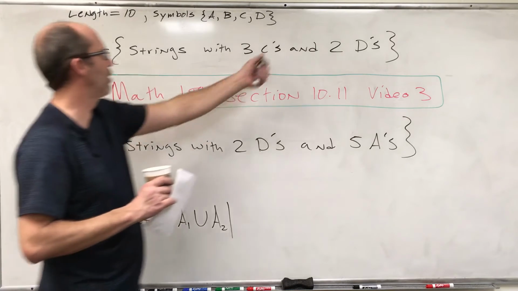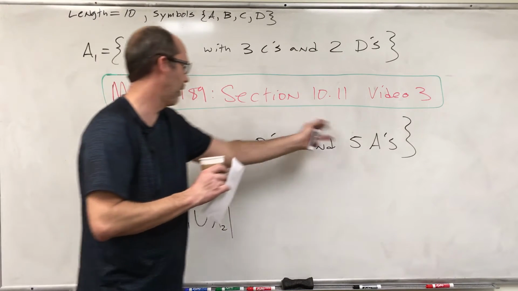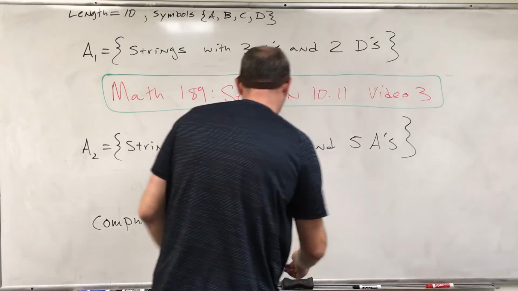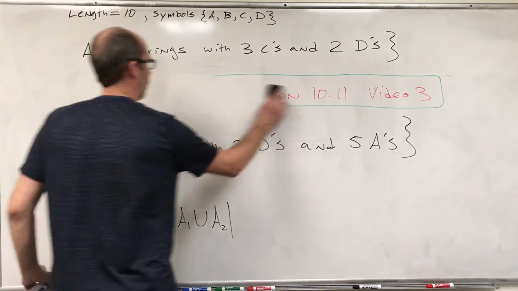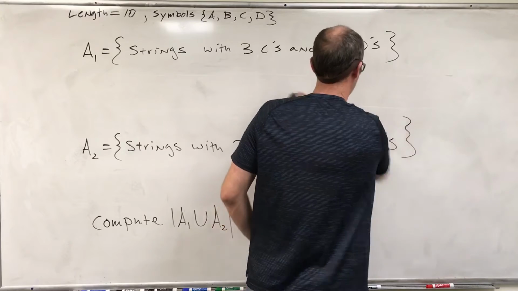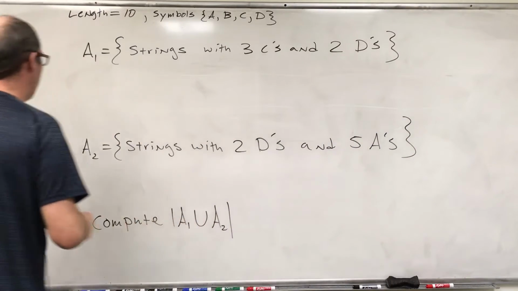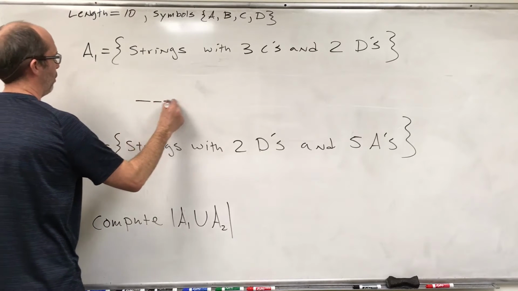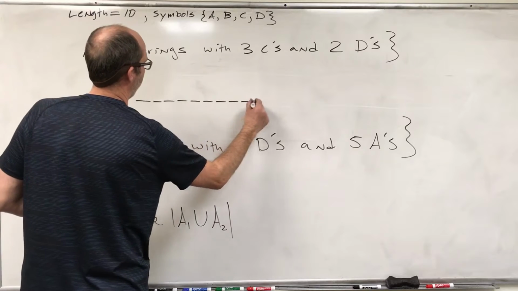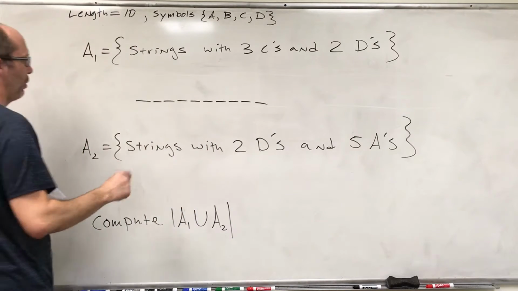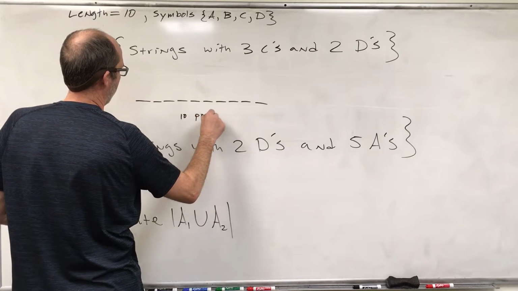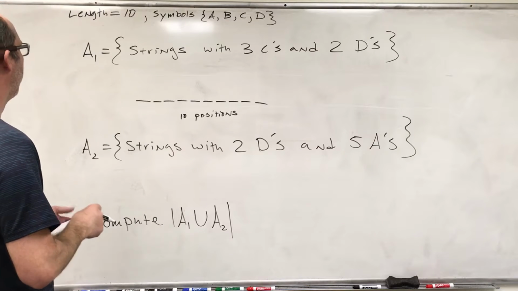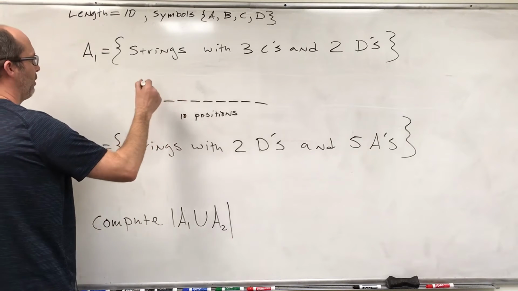have 3 C's and 2 D's, or 2 D's and 5 A's. All right, so strings with 3 C's and 2 D's. First, let's look at positions 1, 2, 3, 4, 5, 6, 7, 8, 9, 10. All right, length 10, so we've got 10 positions total. We've got 3 C's and 2 D's. We choose 3 of them to be C's.